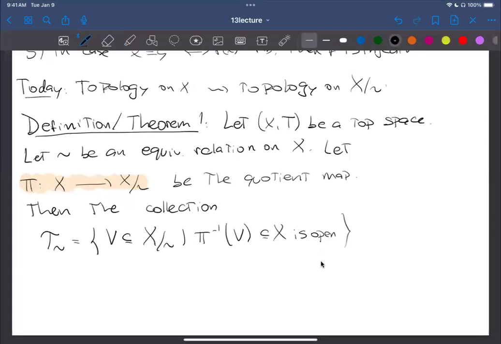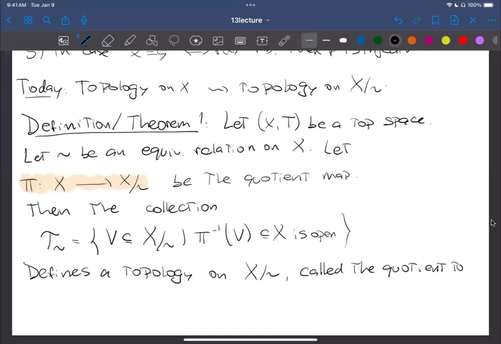Then the claim is that this defines a topology on the quotient space. And the definition part is that it's called the quotient topology. So of course, the quotient topology will not depend just on the relation or the set. It will also depend on the topology you're considering on X. Okay.